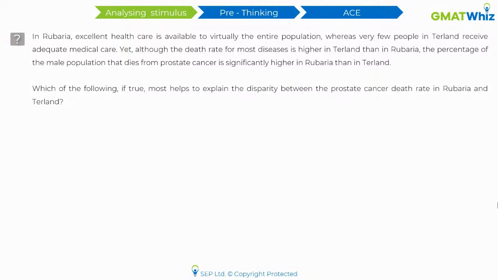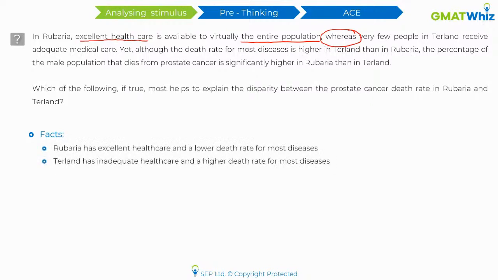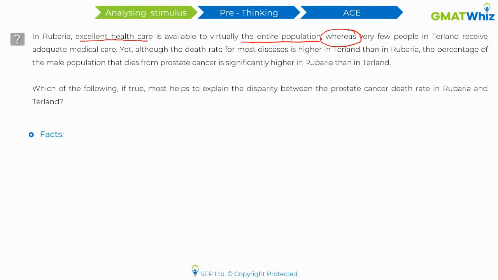So, in Rubaria, okay, so we have the name of a place. Excellent healthcare is available to virtually the entire population. So Rubaria has excellent healthcare, and this excellent healthcare is available to the entire population. And then you have a transition word, whereas. Okay, so a contrast is going to come up. Very few people, so hardly anybody in Turland, another place, receive adequate medical care. Okay, so we have been given two contrasting pieces of information here. So Rubaria has excellent healthcare, everybody gets it. Turland does not have good healthcare, and very few people receive adequate medical care.